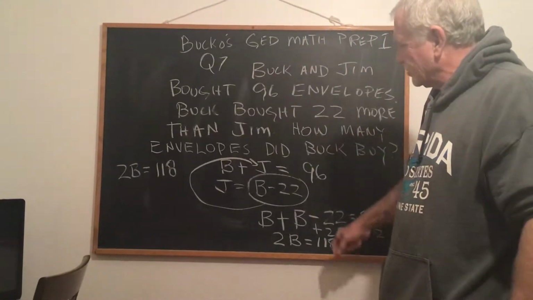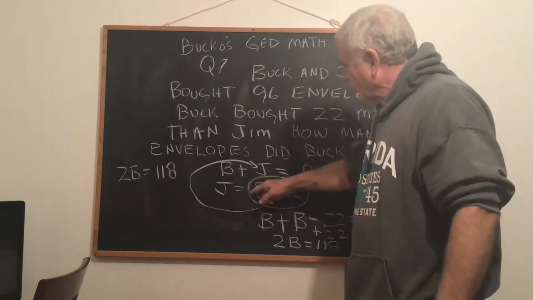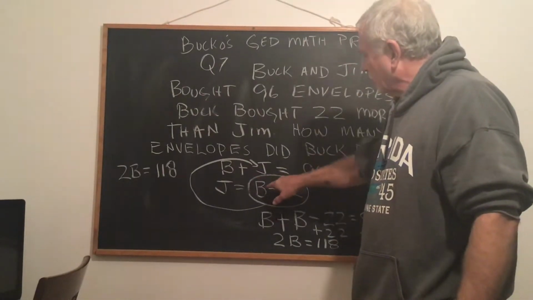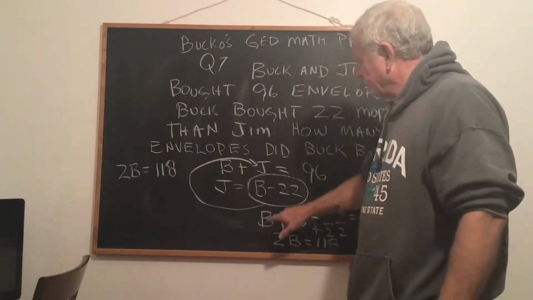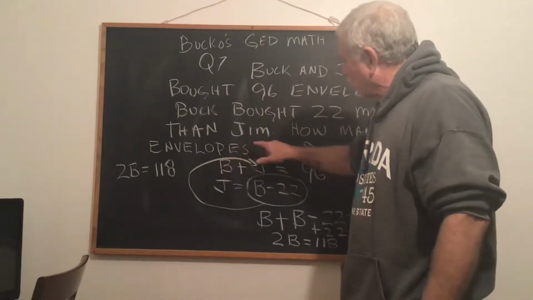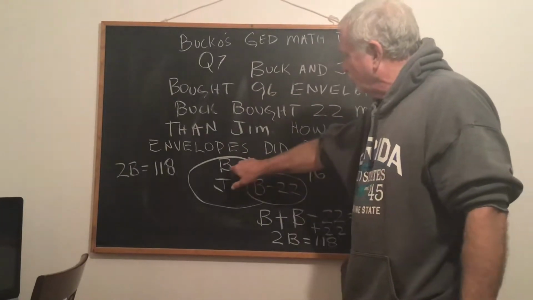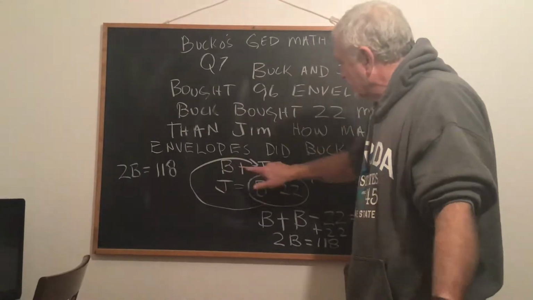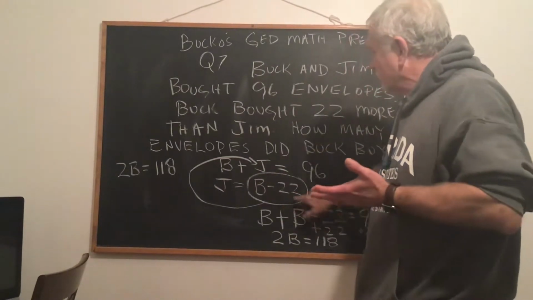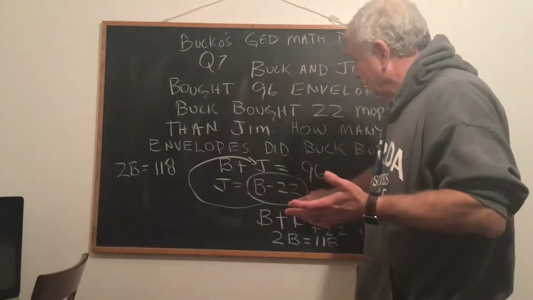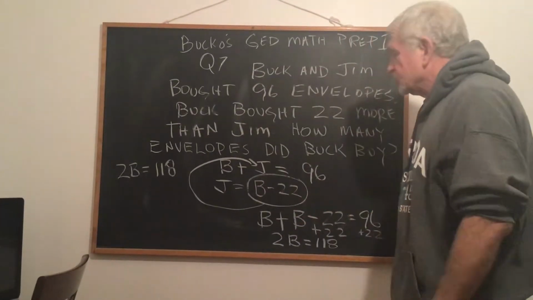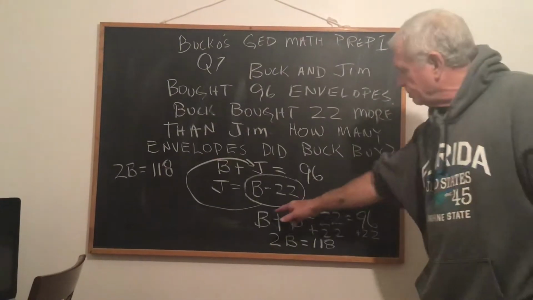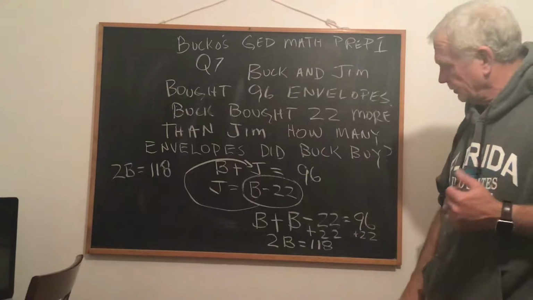So now a little hat trick that we're going to pull is, wherever we saw Jim, if this is indeed true, and it is, that Buck minus 22 is the same thing as Jim, we're going to take this and plug it in wherever we see the J. So then we'll have only B's. Buck plus Buck minus 22, which is the same thing as Jim, equals 96. So now we got B plus B is equal to 2B.